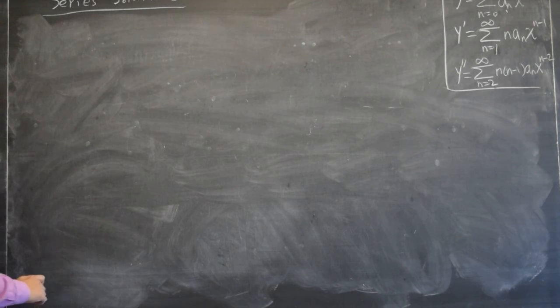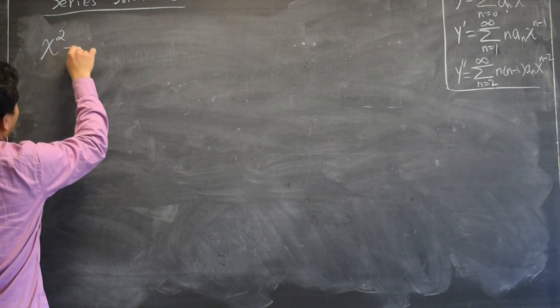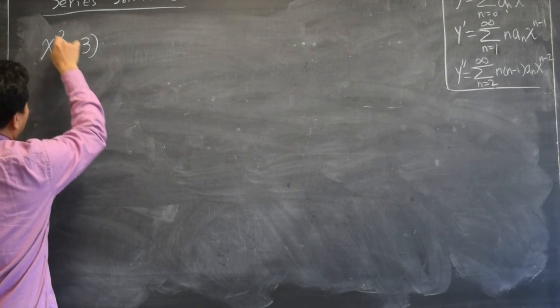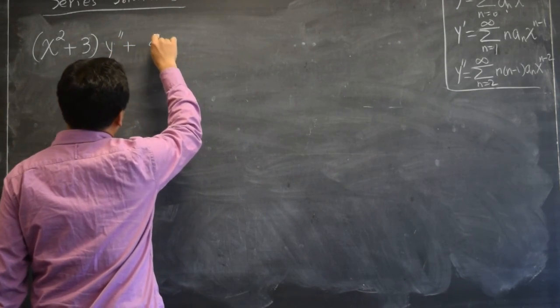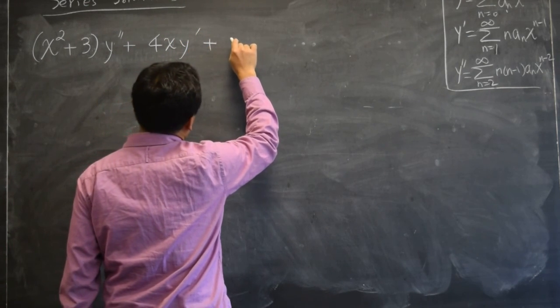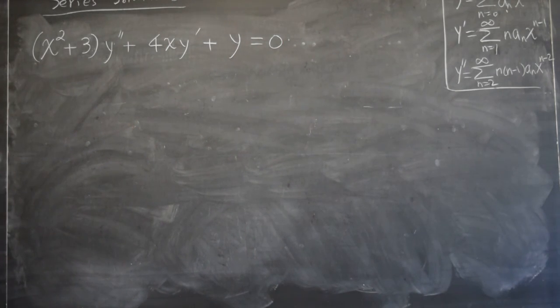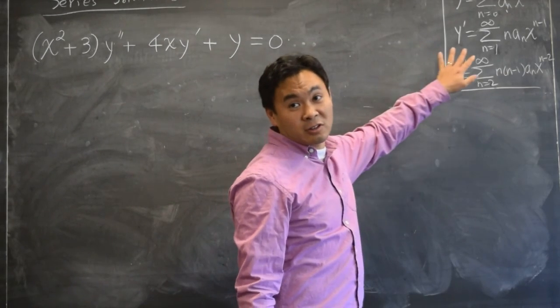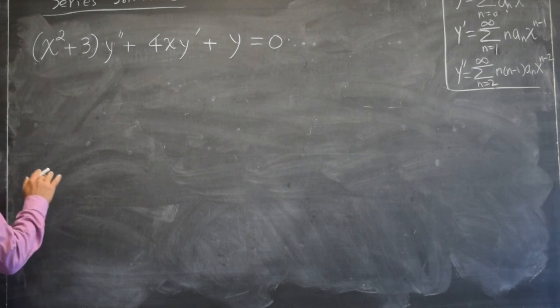Okay, let's start with another example. Suppose you have (x squared plus 3) y double prime plus 4x y prime plus y equals 0. Let's try to solve this in general. This time I'm not going to give you the initial conditions. We're trying to solve this.